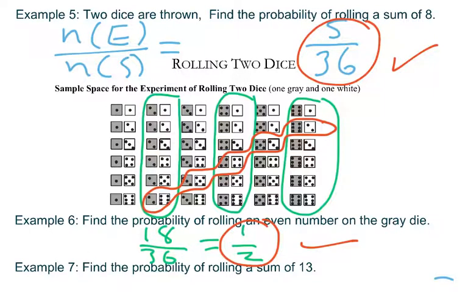One more example here before we draw some conclusions. Find the probability of rolling a 13. A sum of 13, rather. So let's go back a little bit and locate all outcomes that give me a sum of 13. Well, I think I've got a problem there because the biggest numbers on the die are 6, and if I roll 2 6s, that only gives me a sum of 12. There are no outcomes that give you a sum of 13 out of the 36 possible outcomes. That means the probability is 0.